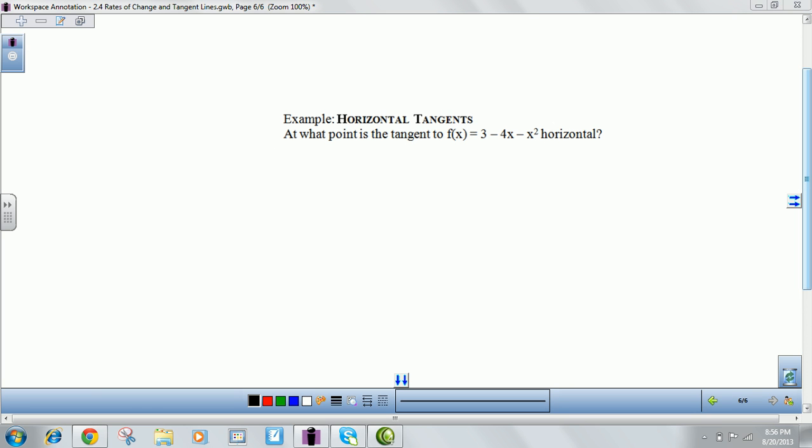Then one final example, horizontal tangents. Now, a horizontal tangent is exactly what it sounds like. It's a tangent that is horizontal. And what's the slope of a horizontal line?